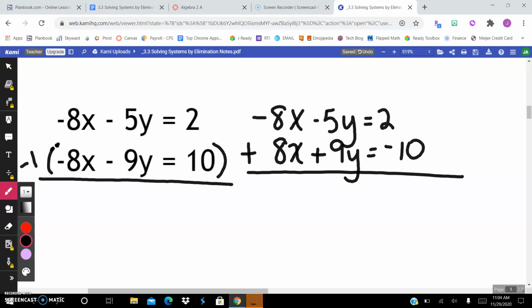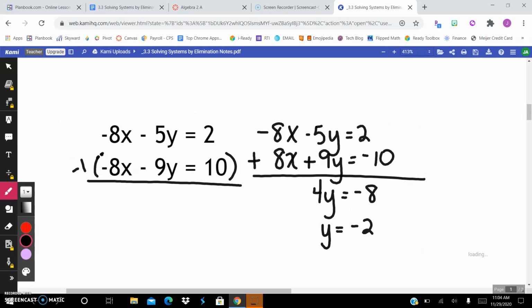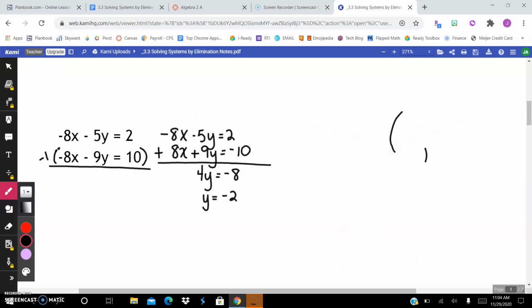I think it's easier that way because you don't have to worry about minusing a negative and getting messed up with that. So again, multiply everything by -1. It changes our signs, and then we can just add. So -8 plus 8 is going to give us 0, so that's gone. We're not going to write anything. Then -5 plus 9 is 4y, and 2 plus a -10 would be -8, and 4 times -2 would give us our -8. So for our answer, y is -2.